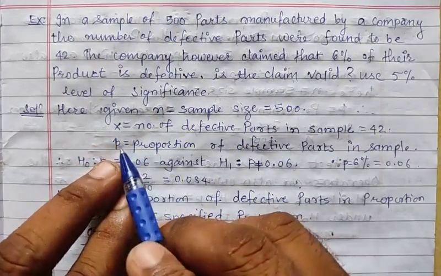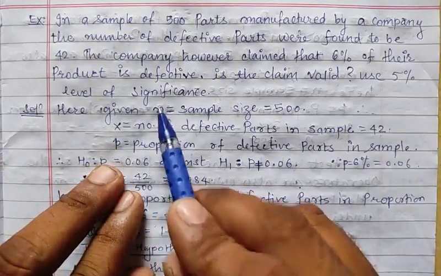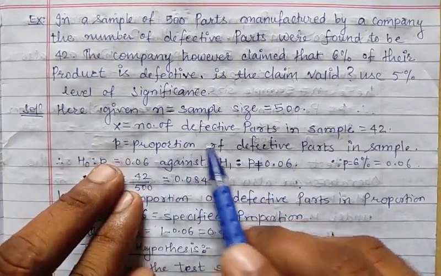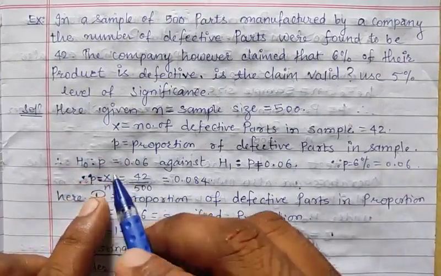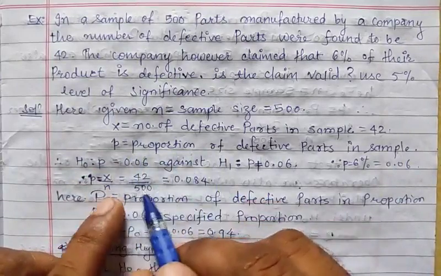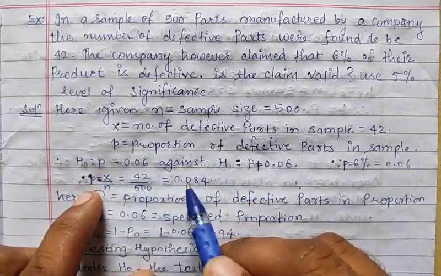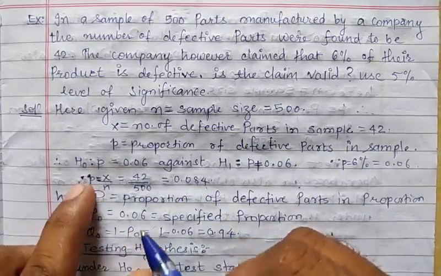Now small p is calculated by using the x upon n formula. Small p is the proportion of defective parts in the sample. So p is equal to x by n, which is equal to 42 upon 500. From that we will get 0.084.